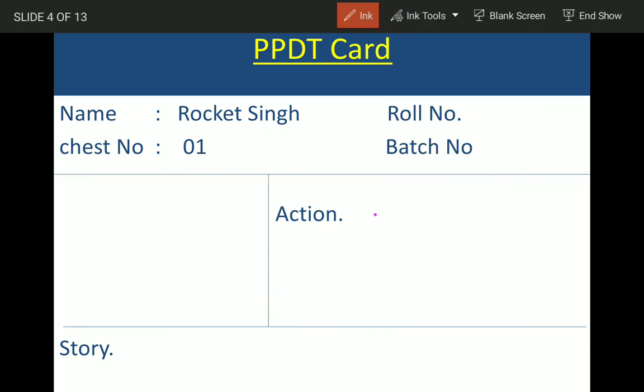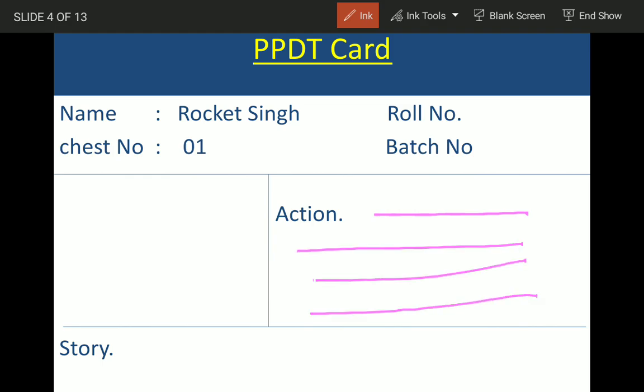Then comes your action. Now action should be at least 10 to 15 words, or at least 1.5 lines. Don't say "visit to shopping complex", or don't give a short title of 2-3 words. It should be at least 1 line.